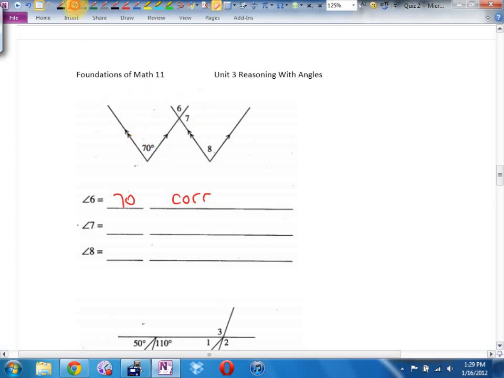Angle 7. Oh, if that's 70, these two add to 180. 110. Sup. Angle 8. 70, and I would take either co-interior or corresponding. There may be something else I haven't seen, but you got to lawyer with me afterwards.